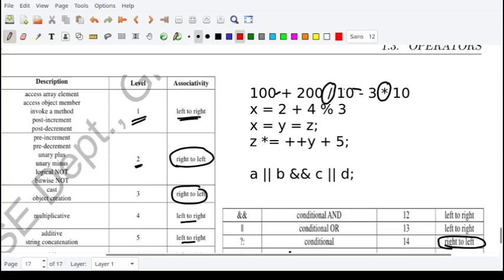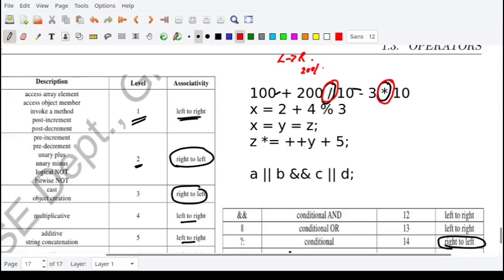So for division and multiplication, you have left to right associativity. So from left to right, you are going to evaluate. Okay, so the leftmost operator is division. So first you will be evaluating the division operation, then you will be evaluating the multiplication operation. So what is the first expression to be evaluated? 200 by 10.